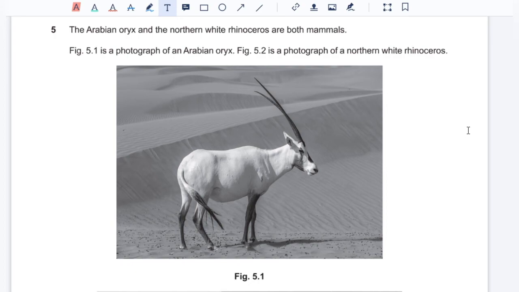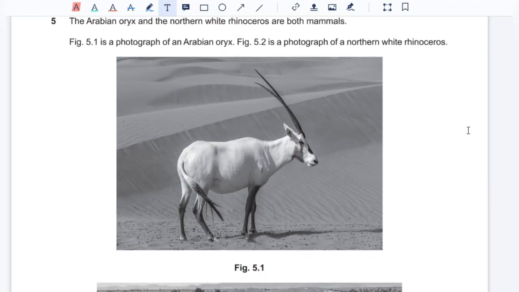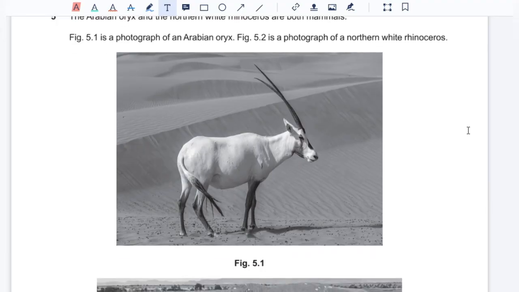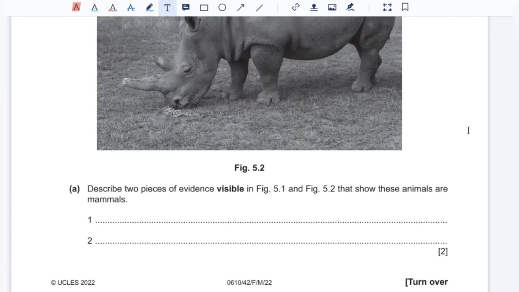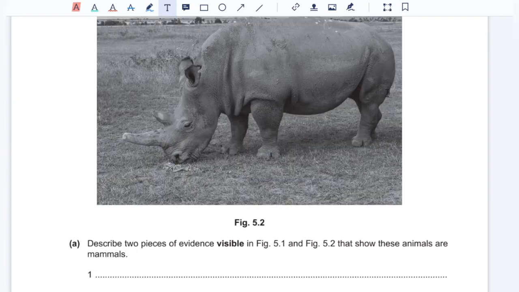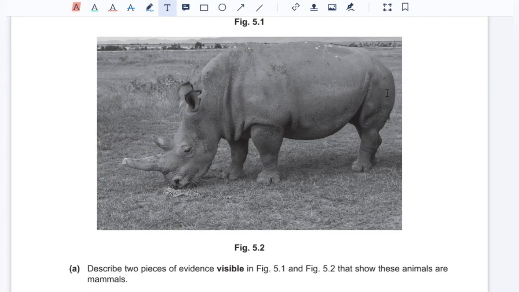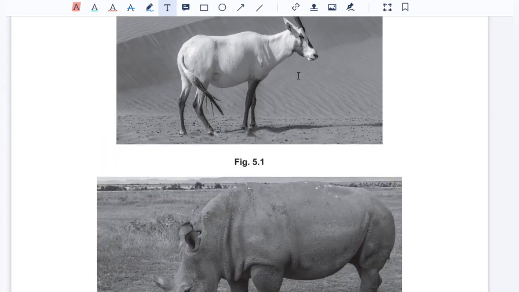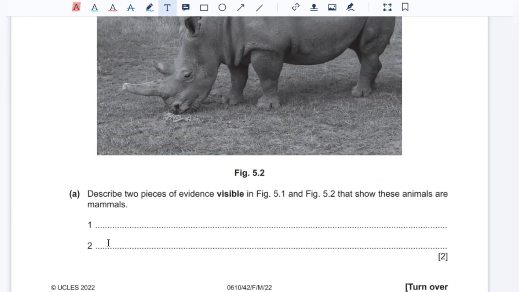The Arabian oryx and the northern white rhinoceros are both mammals. Figure 5.1 is a photomicrograph of an Arabian oryx, and 5.2 is the photomicrograph of northern white rhinoceros. Describe the two pieces of evidence visible in figure 5.1 and 2 that show that these animals are mammals. So both of them have external ears and hair or fur on their skin as the evidence.